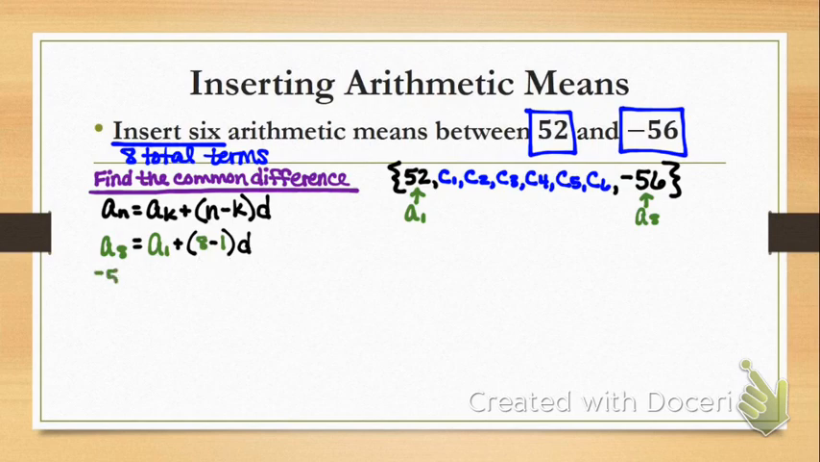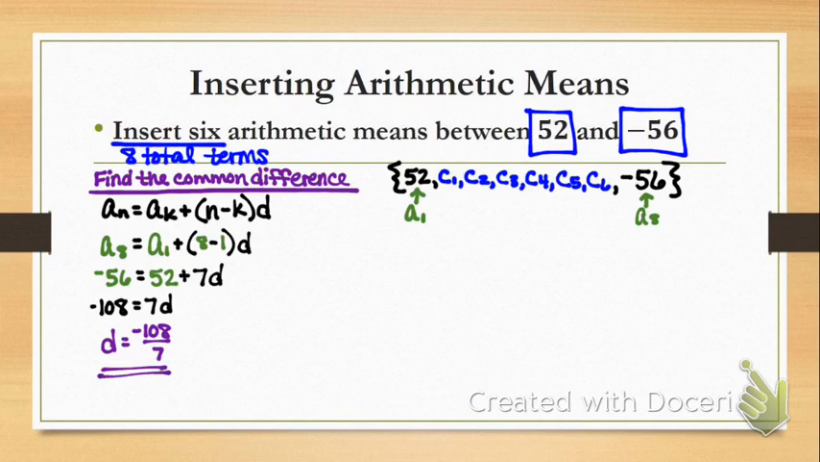So I have negative 56 equals 52 plus 7 times the common difference. So negative 108 equals 7D. Common difference is negative 108 over 7. And then from there, we just need to use the recursive definition to find the first term that we were asked to find.